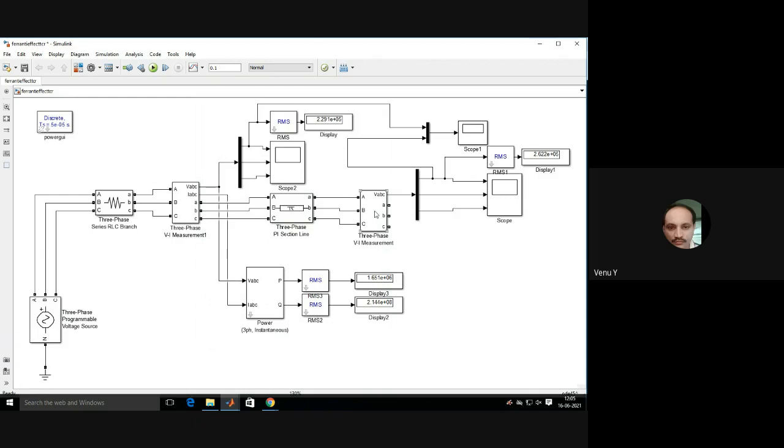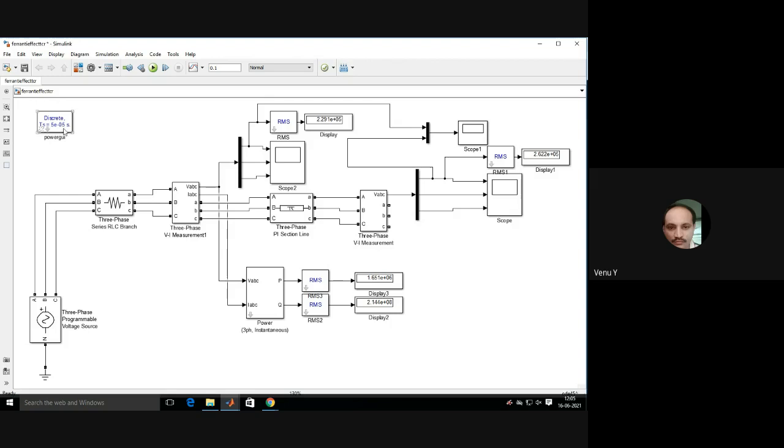This is the three-phase VA measurement to measure the receiving end voltage. This is to measure the sending end voltage. Okay, Demux is used to get the signals. VABC three-phase signals separated. Here also three-phase signals separated. RMS is used to measure the RMS value of the sending end voltage as well as the receiving end voltage.